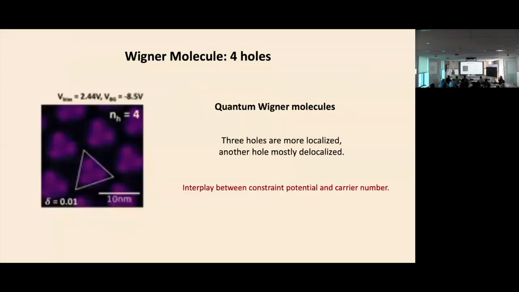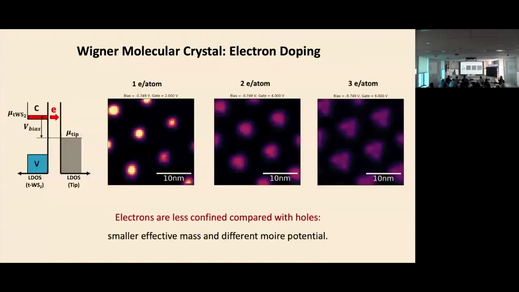When you have 4 holes, what happens? Hand waving, you can think 3 holes want to be very far apart from each other, but then the last one doesn't have any way to go, so it basically becomes more delocalized. So we can also look at what happens on the electron side.